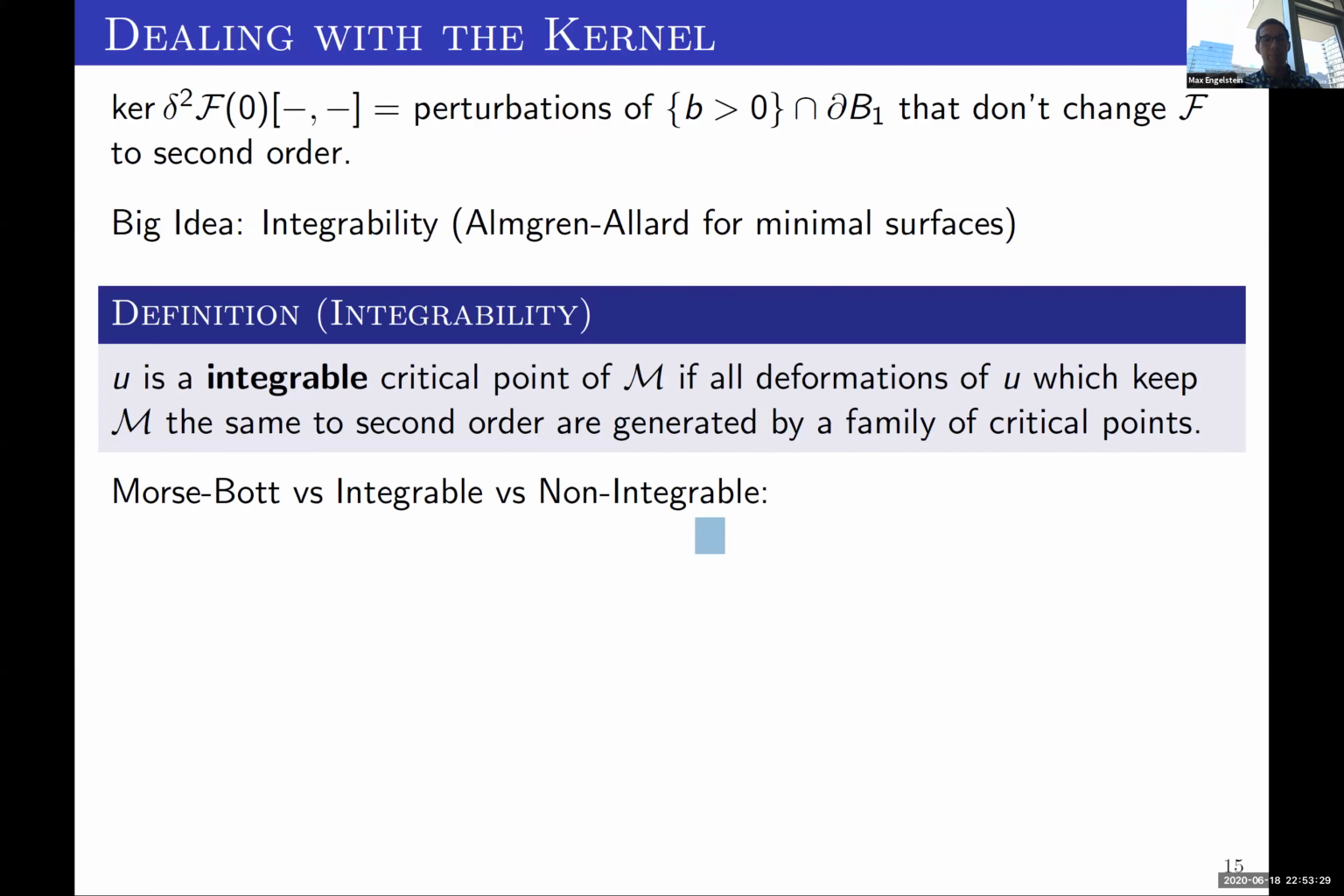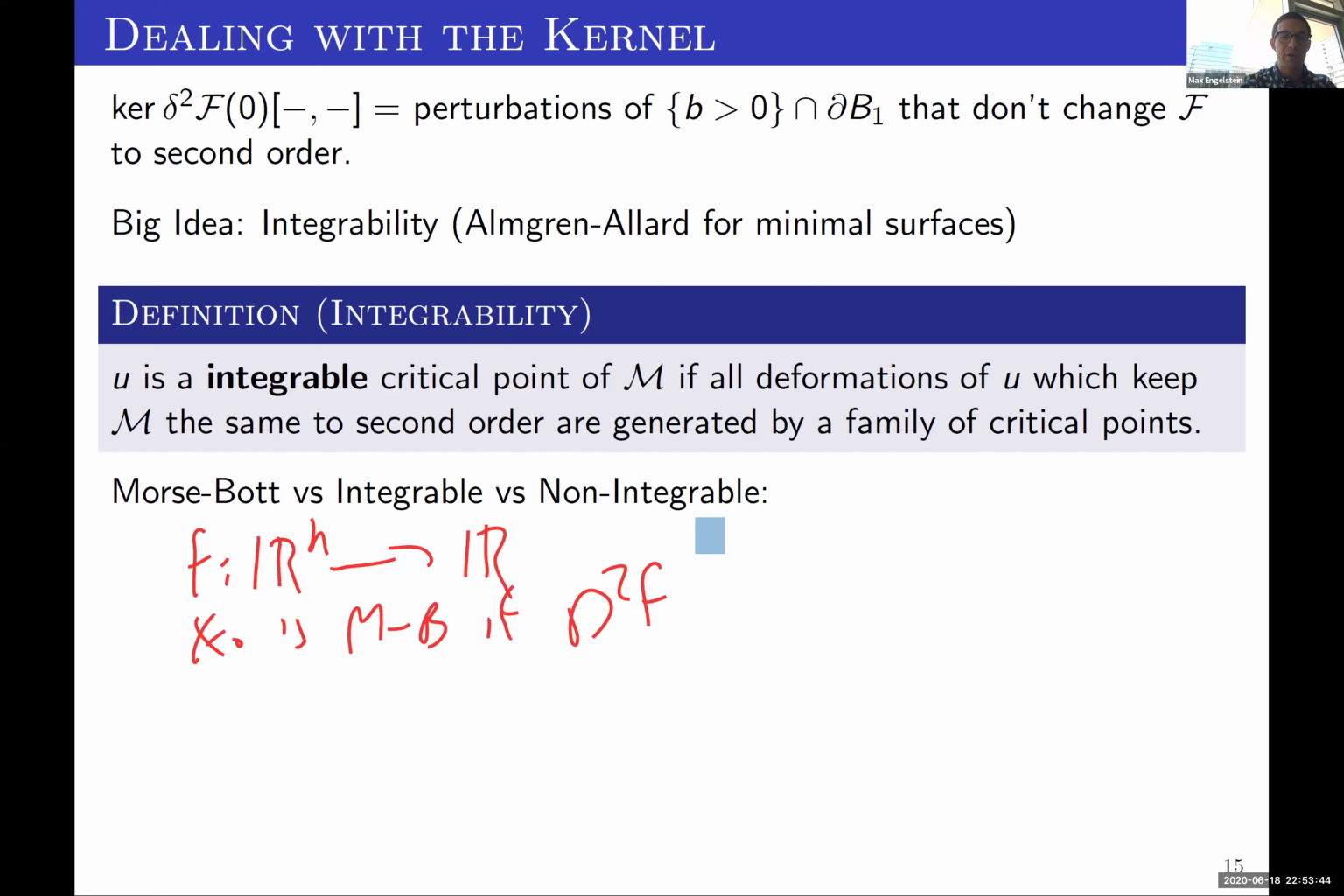And let me try to give you some examples, right? So we know the concept of being a Morse critical point, right? So now imagine that F is just a function from Rn to R. x0 is Morse if the Hessian of F at x0 is non-singular. And this is basically telling you that no matter what directions you move away from x0, you always change F to second order.